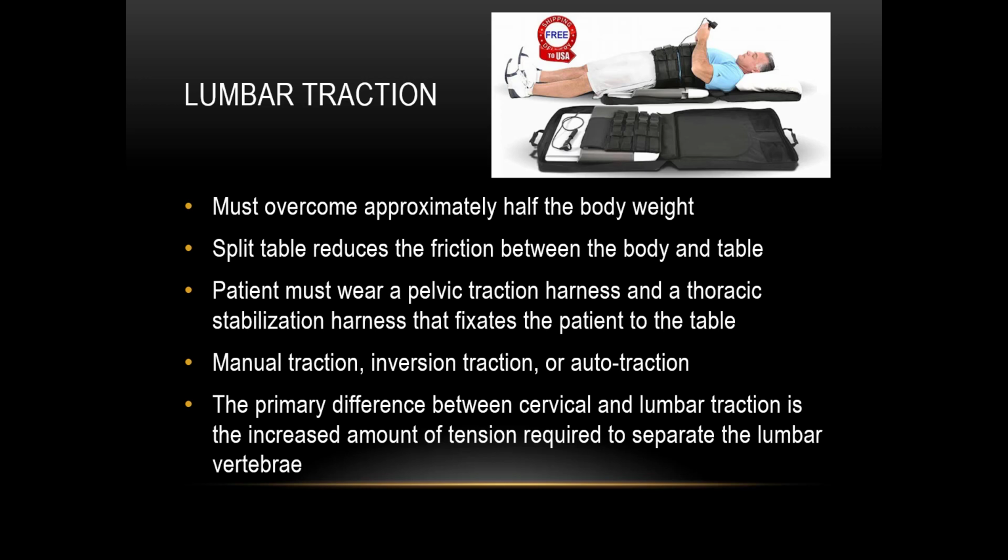In order for lumbar traction to be effective, the patient must wear a pelvic traction harness and a thoracic stabilization harness that fixates the patient to the table. The lumbar traction can be applied in different ways, either through manual traction, inversion traction, or auto traction. The primary difference between cervical and lumbar traction is the increased amount of tension required to separate the lumbar vertebrae.